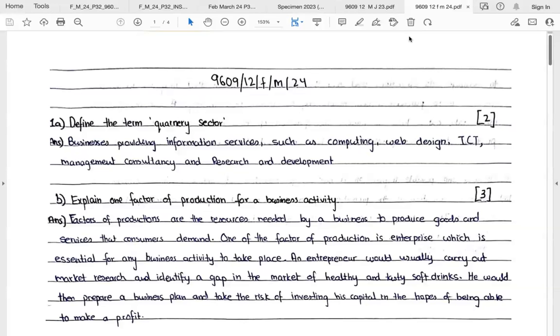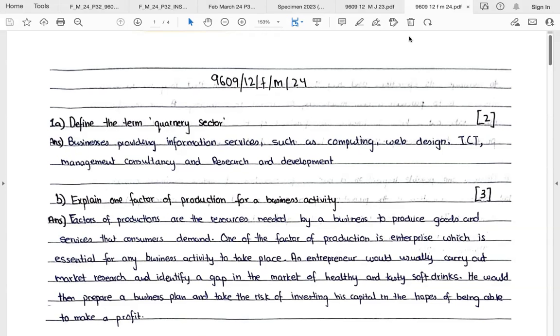February, March 2024, the most recent paper that has been conducted by the Cambridge is in front of us. One of our students has solved it, so let's see. Define the term quaternary sector. Businesses providing information services such as computing, web design, ICT, management consultancy, and research and development.